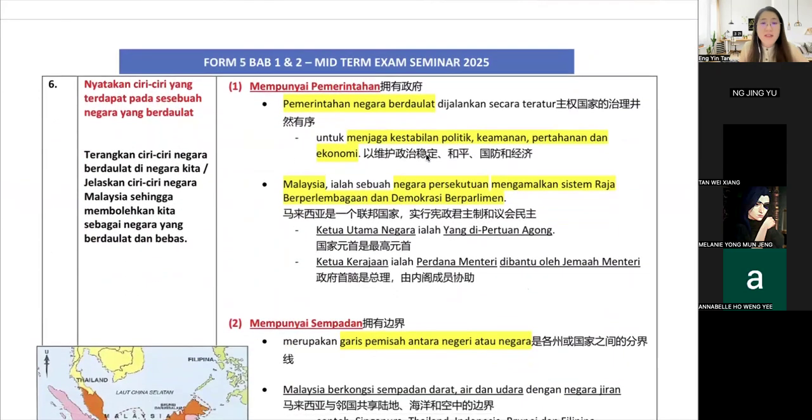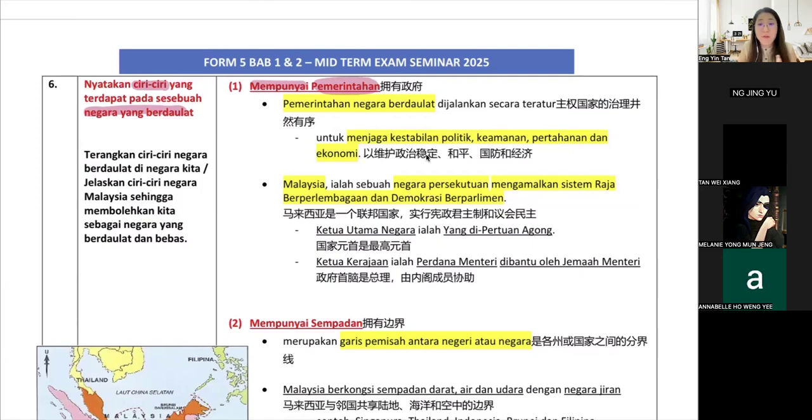Now, guys, it's time for us to talk about the ciri-ciri. What is the ciri-ciri of negara yang berdaulat? Number one, when our country has the power, it means we have our own government system, mempunyai pemerintahan. Makes sense, right? So that we can make sure kestabilan politik, keamanan, pertahanan, ekonomi. That's the reason why Malaysia has sistem raja berperlembagaan and demokrasi berparlimen.